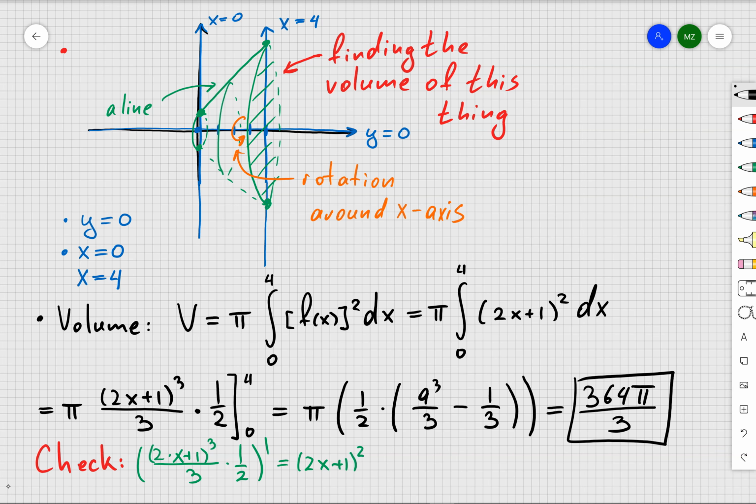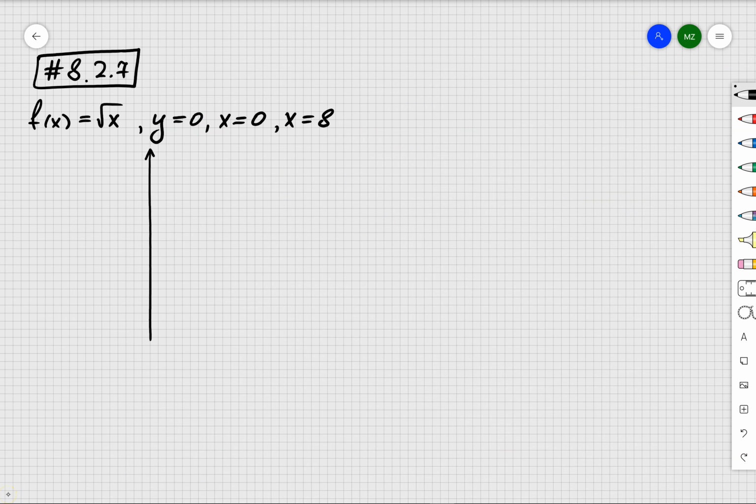So let's do the same for problem 8.2.7, where in this case we have our function square root of x, and our bounds y equal to 0, x equal to 0, and x equal to 8. Again, I'm going to just sketch my bounds, and you can see that my region is going to be bounded between these 2 parallel lines.